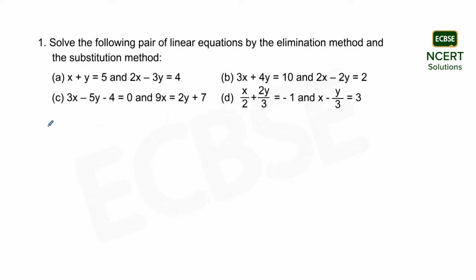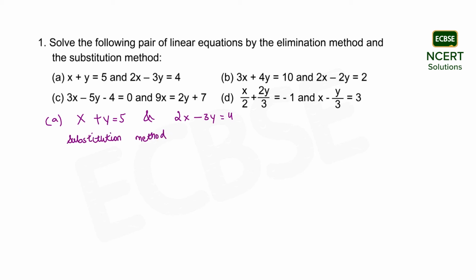So starting with part A, the two equations provided are x plus y is equal to 5, and the second equation is 2x minus 3y is equal to 4. So these are the two equations. As in the question, it has been asked to solve these linear equations by the elimination method as well as by the substitution method. So starting off with the substitution method.